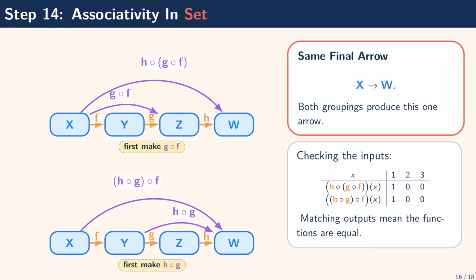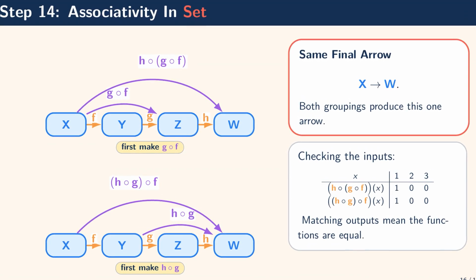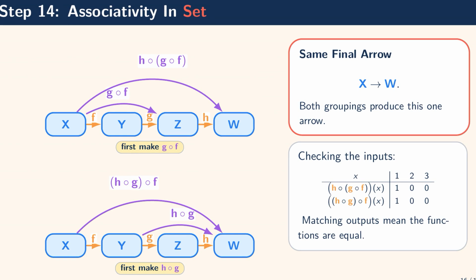Associativity in Set says the same thing as before, but now we can check it element by element. Whether we compose G with F first and then apply H, or compose H with G first and then apply F, every input in X gets the same final output in W. Matching outputs mean the 2 composite functions are equal.